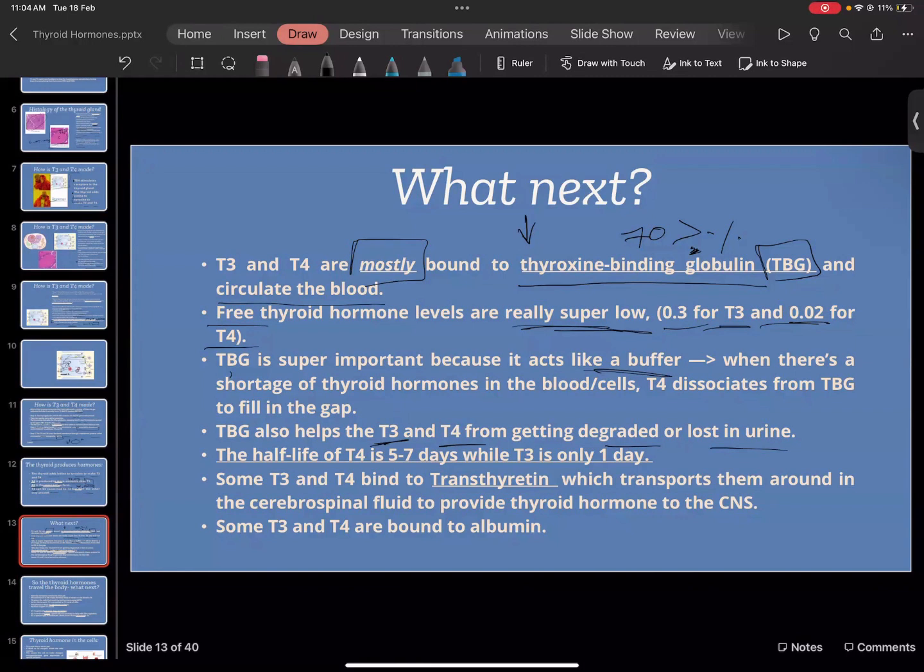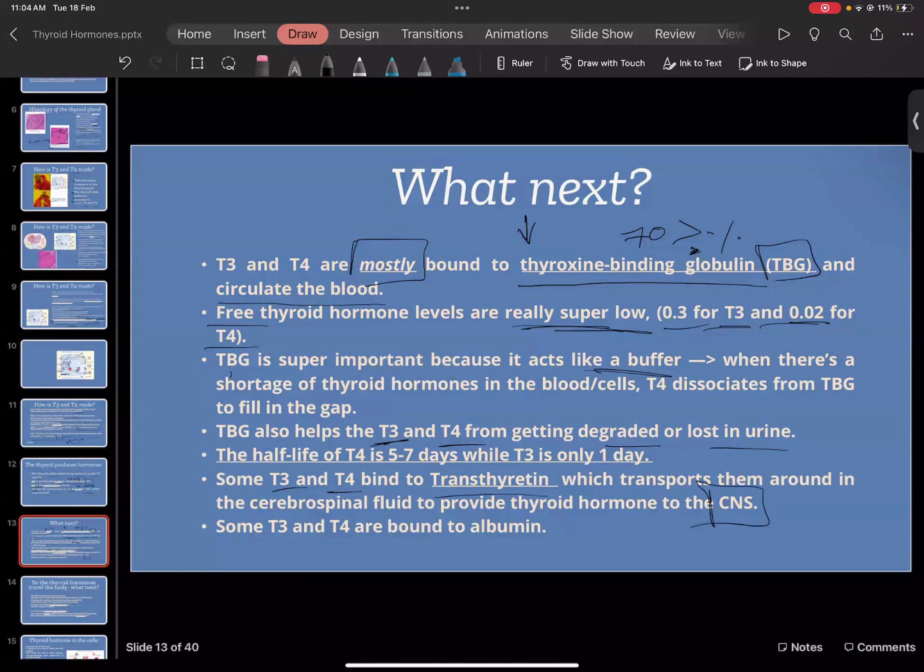So here it says the half-life of T4 is 5 to 7 days, while T3 is only 1 day. This is important because a lot of questions come where they're saying, how long is the half-life of this? How long is the half-life of that? So you guys should probably at least remember if it's a week or a day or a few hours.